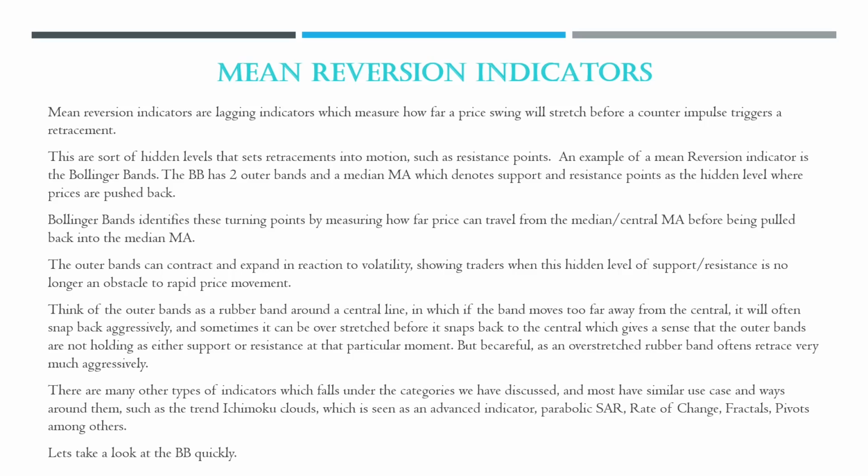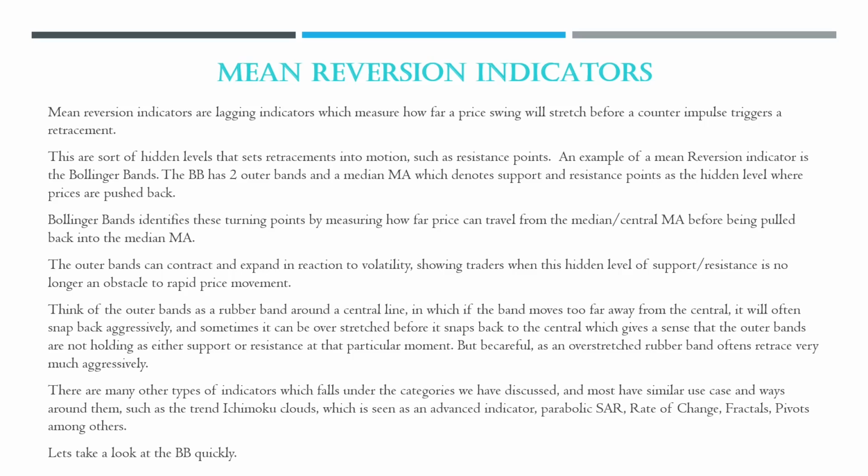So mean reversion indicators are lagging indicators, of course, which measure how far a price swing will stretch before a counter impulse triggers a retracement. These are sort of hidden levels that set retracements into motion, such as resistance points. An example of a mean reversion indicator is the Bollinger Bands. The Bollinger Bands has two outer bands and a median moving average, which denotes support and resistance points as the hidden level where prices are pushed back.